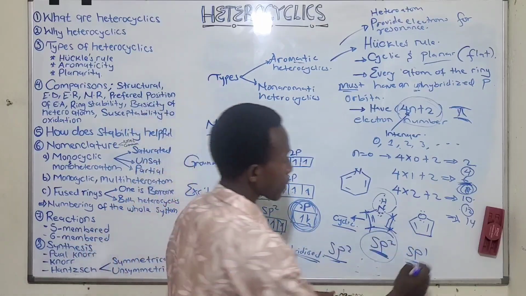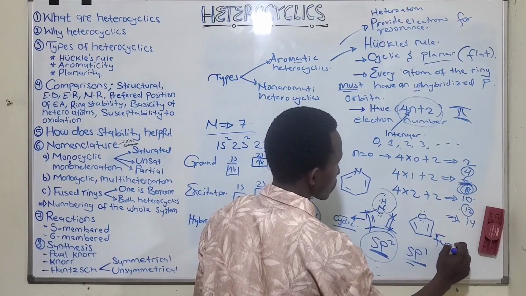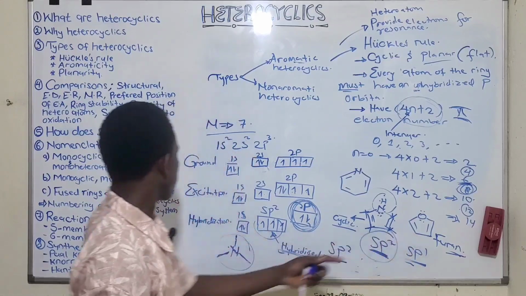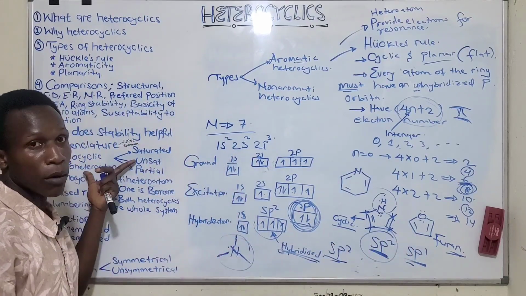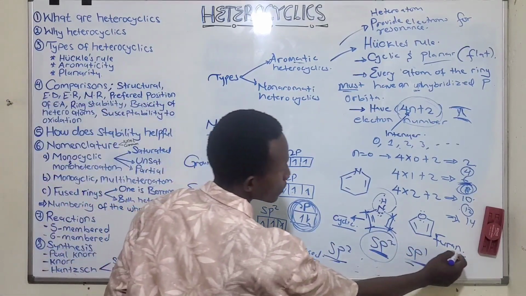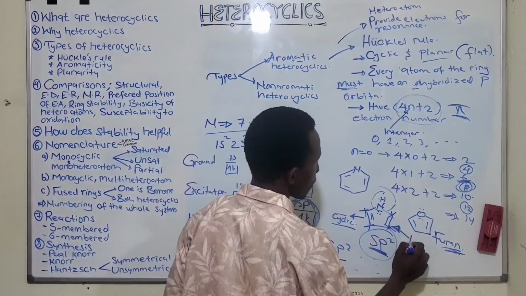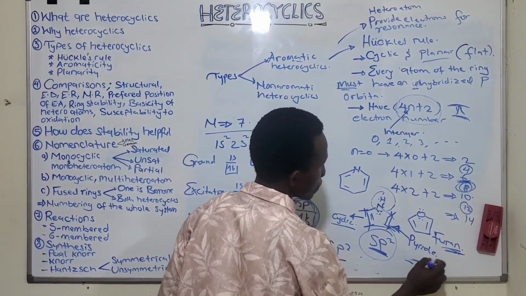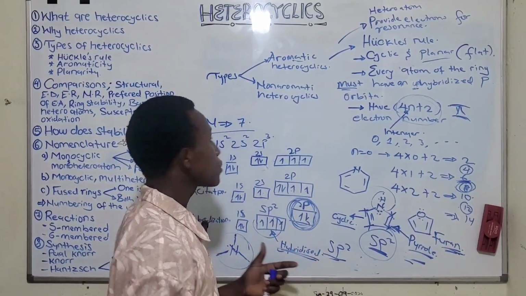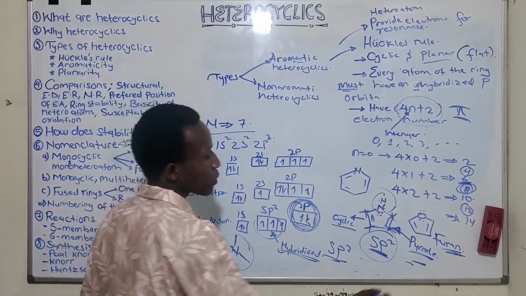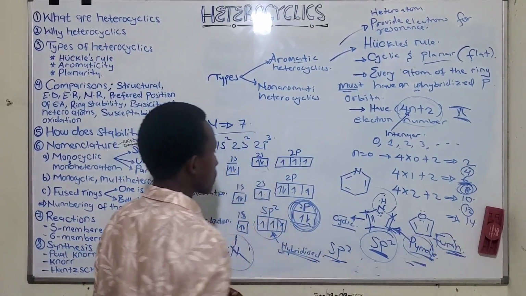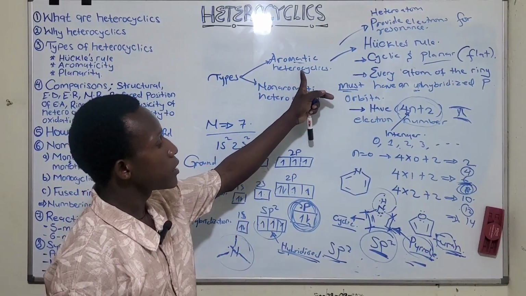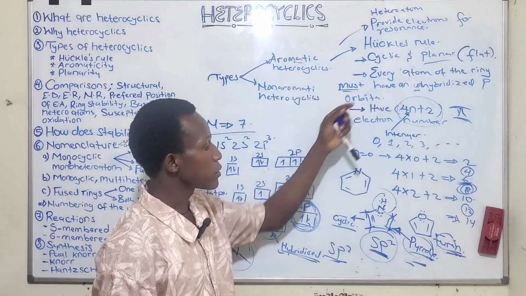This is furan. Don't worry about the names. We shall talk about nomenclature. This is furan, and this is pyrrole. We shall talk about nomenclature. Don't worry about the names. So aromatic heterocyclics obey Hückel's rule.